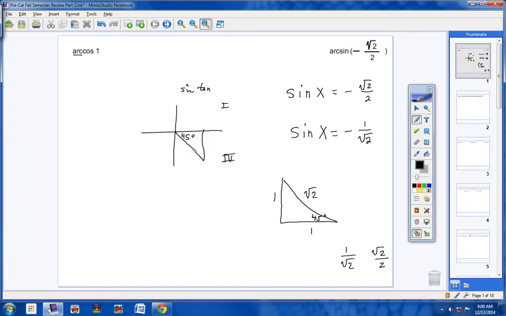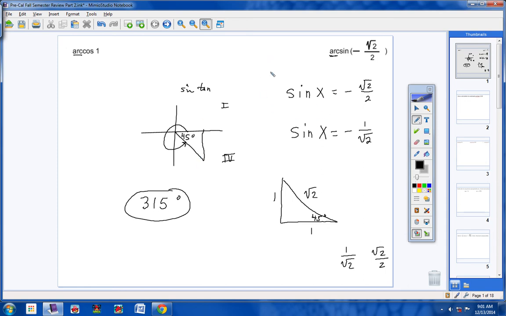Now, please listen carefully. In the past, you guys have been so used to starting here and going like this and putting what for your answer. And that's awesome. That's fine. But you can't do that when you're dealing with a what problem? Arc. Because the arc has to stay between these two quadrants.